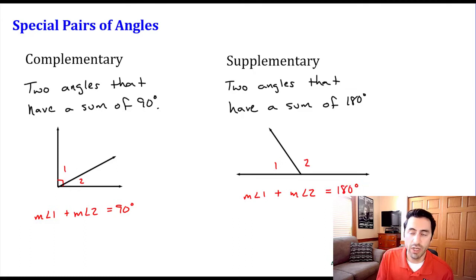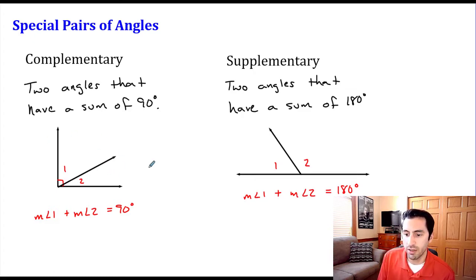So 90 and 180, these are used very frequently. A lot of applications are going to be looking at right angles or looking at straight angles. So 90 and 180 are useful. And because of that, we like to give these names. It's easier to refer to them when we have a specific definition set out for these two words.